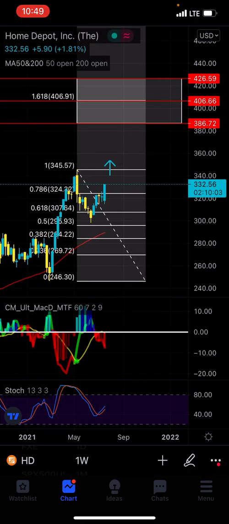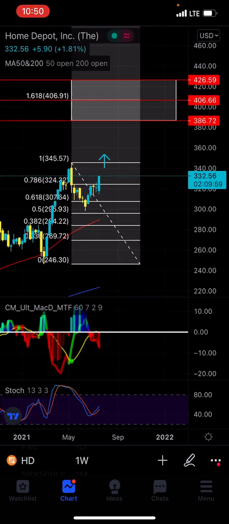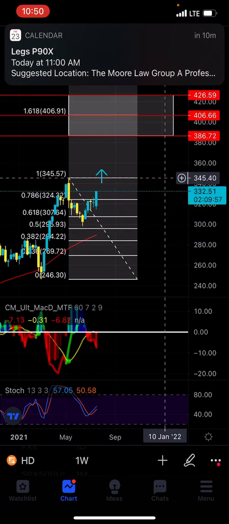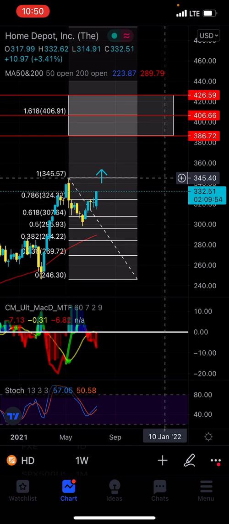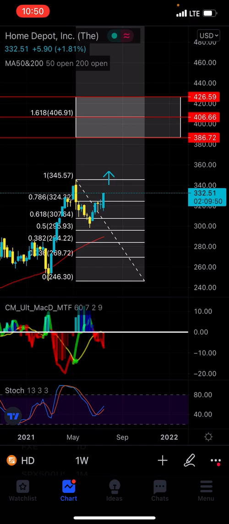That's what I would need to have the confirmation to actually be in these Home Depots. But like I said, I wouldn't do anything until it breaks 345.40, which is the previous relative high. So I hope this helps those that have been asking me for Home Depot and what I would do.